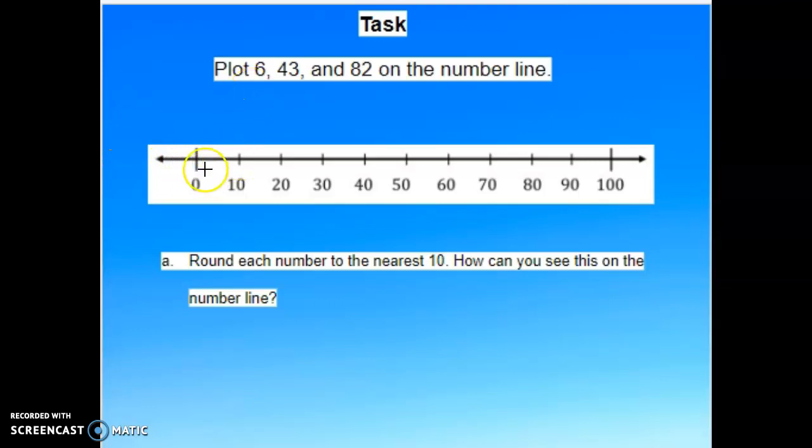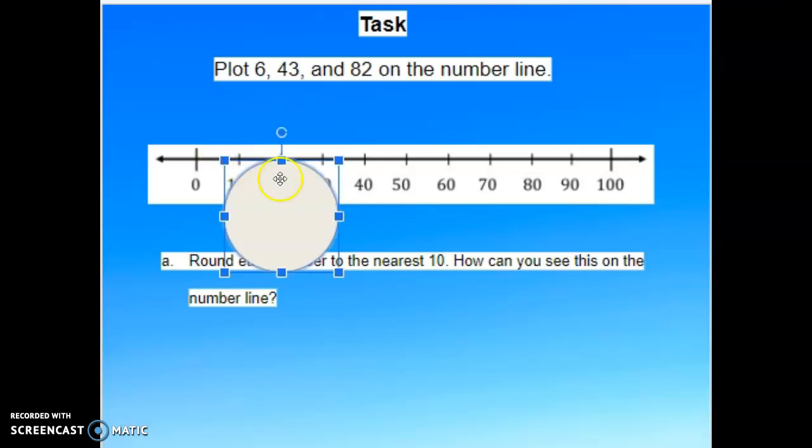I'm going to go ahead and plot 6. I know that 6 is between, and these are things that you should always ask yourself, what two tens is 6 between? It's actually between 0 and 10, and it's past the halfway mark. Remember we talked about that benchmark that's halfway between the numbers? So we know it's the very next number over.